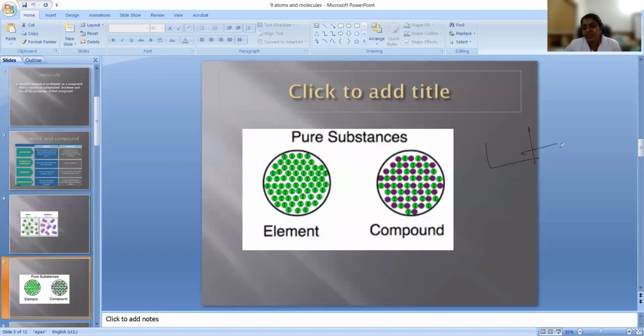If you take water, we can tell it is pure water if it consists of only water inside. But if you put some sugar, then it is impure. It consists of another compound. If it consists of only one type of compound inside, then it is also pure. So element and compound are also pure.